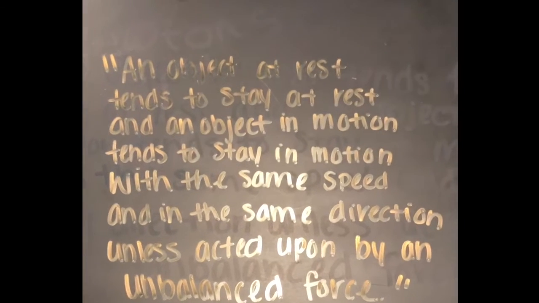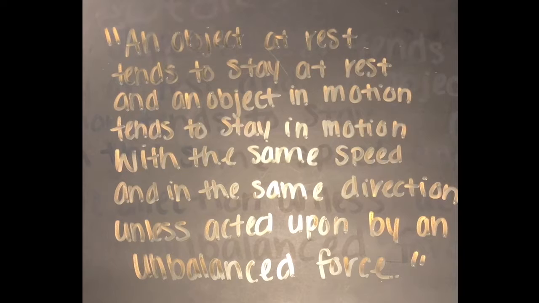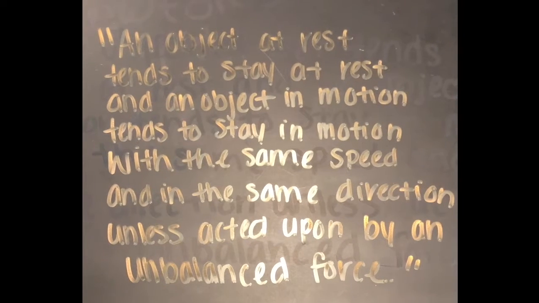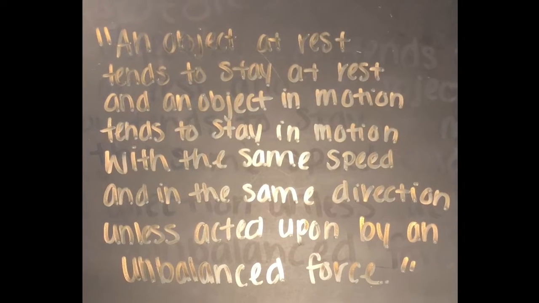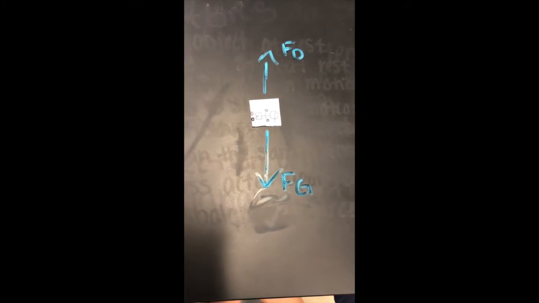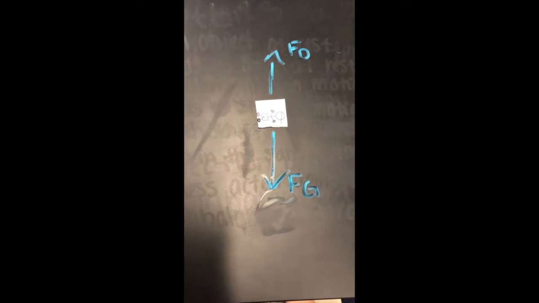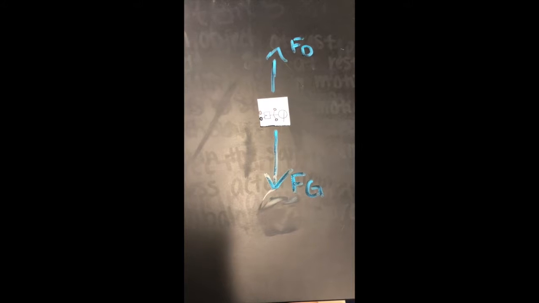Newton's first law states that an object at rest tends to stay at rest and an object in motion tends to stay in motion with the same speed and in the same direction unless acted upon by an unbalanced force. An example of this would be if a person is falling at constant terminal velocity, then the forces will become equal. The drag force and gravitational forces balance out.